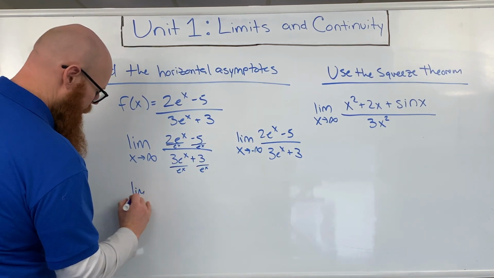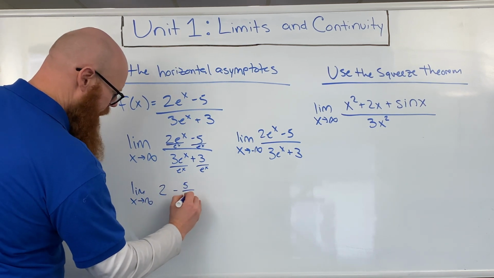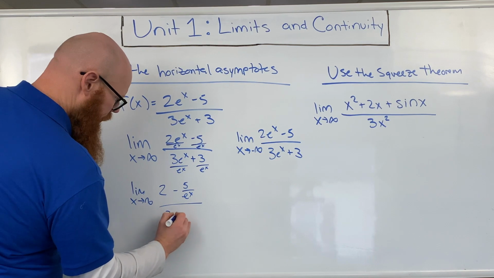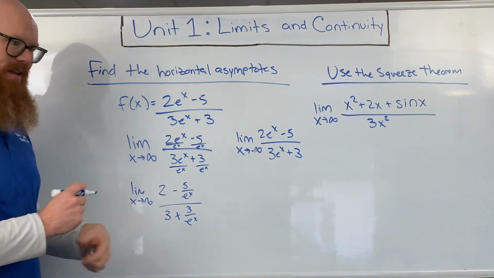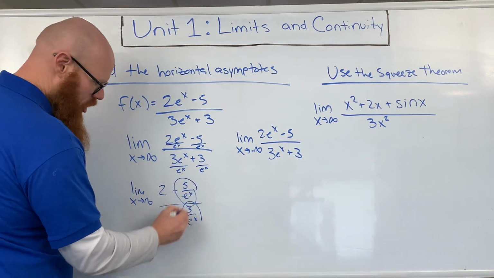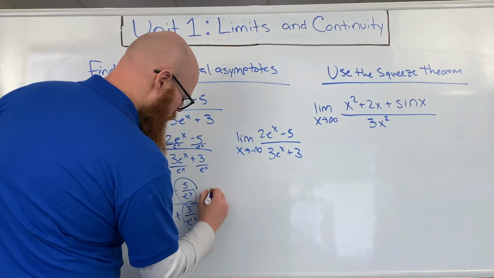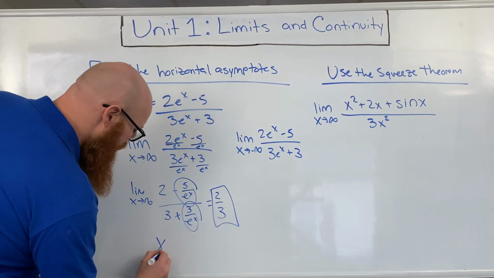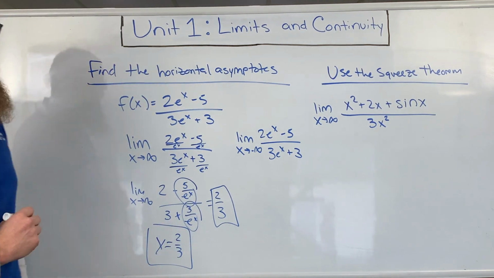So I'm going to get the limit as x goes to infinity of 2 minus 5 over e to the x, and then 3 plus 3 over e to the x. And what happens is, just like before, these limits are just going to go to 0, and I'm going to be left with 2/3. So y equals 2/3 would be one of our horizontal asymptotes.